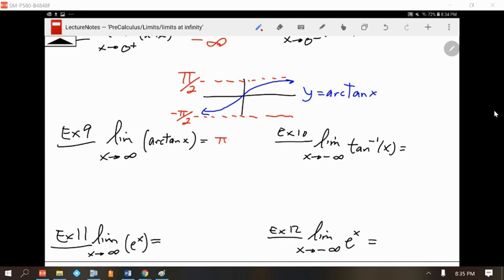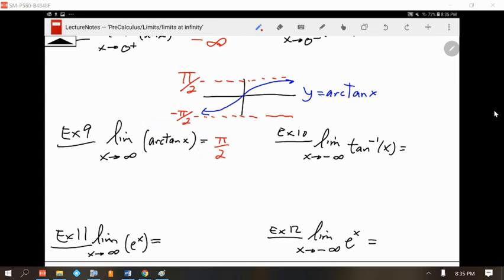It's pi over 2. As x goes to infinity, as x gets bigger and bigger and bigger, arctangent has a horizontal asymptote at pi over 2. This is basically just asking you, what is the horizontal asymptote for the arctangent function as x gets bigger and bigger?